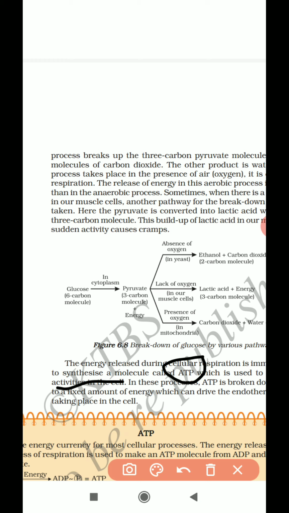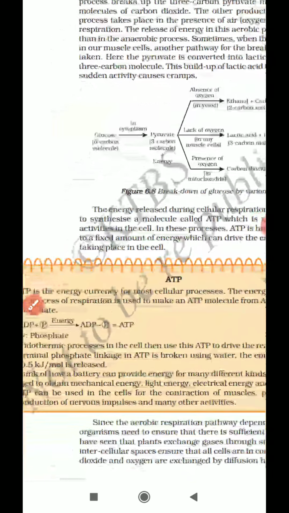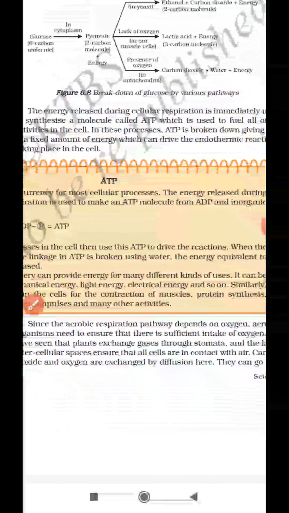The abbreviation of ATP is adenosine triphosphate. So that ATP is only responsible for all the activities in the cell. Okay, so that is the breakdown of glucose.